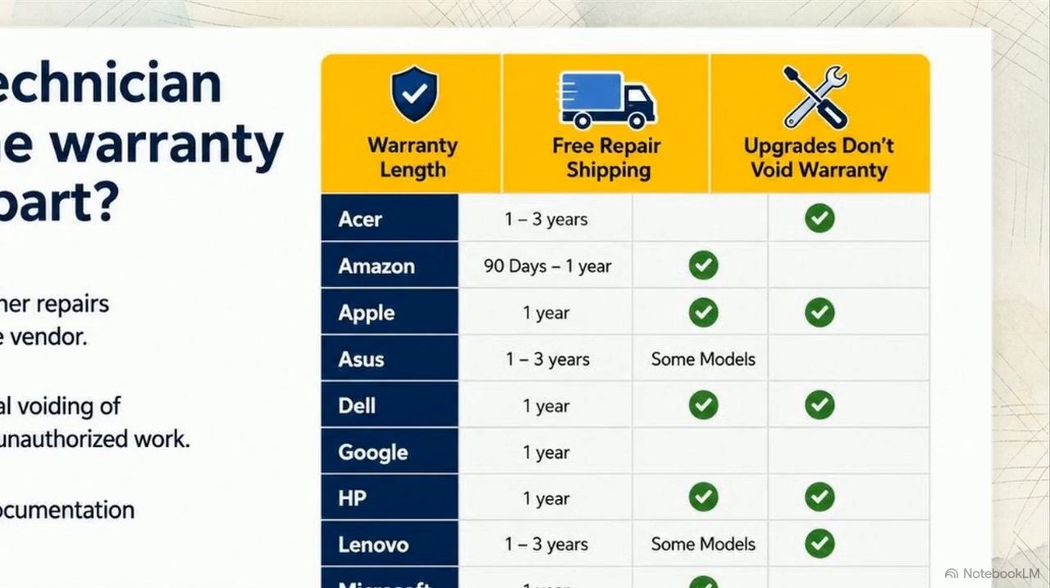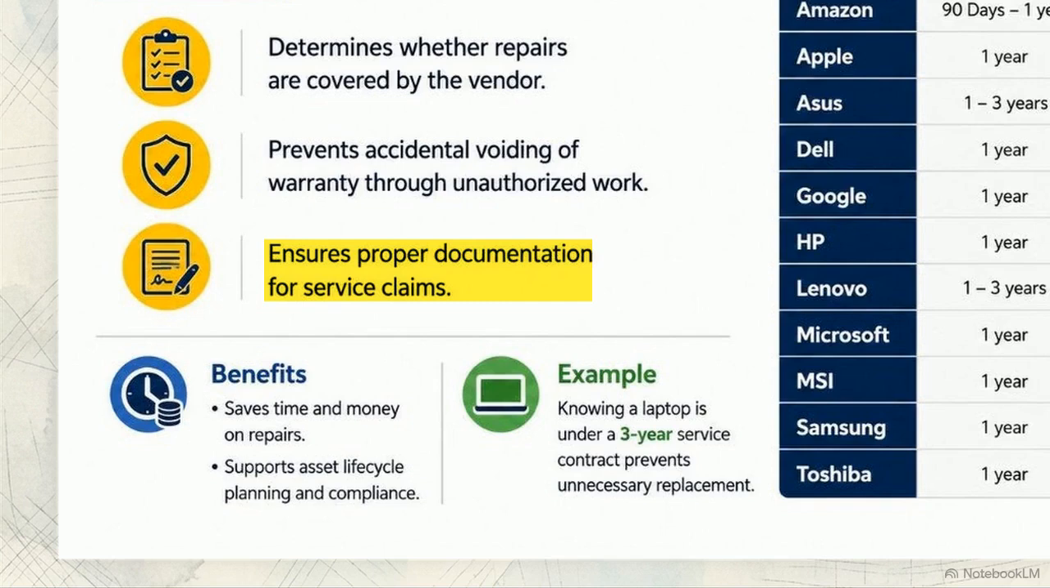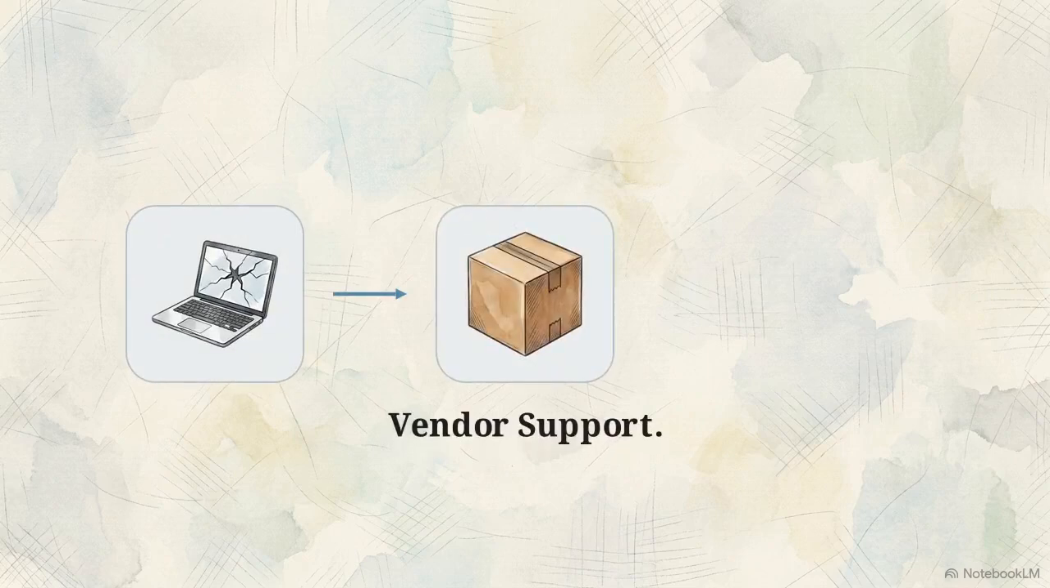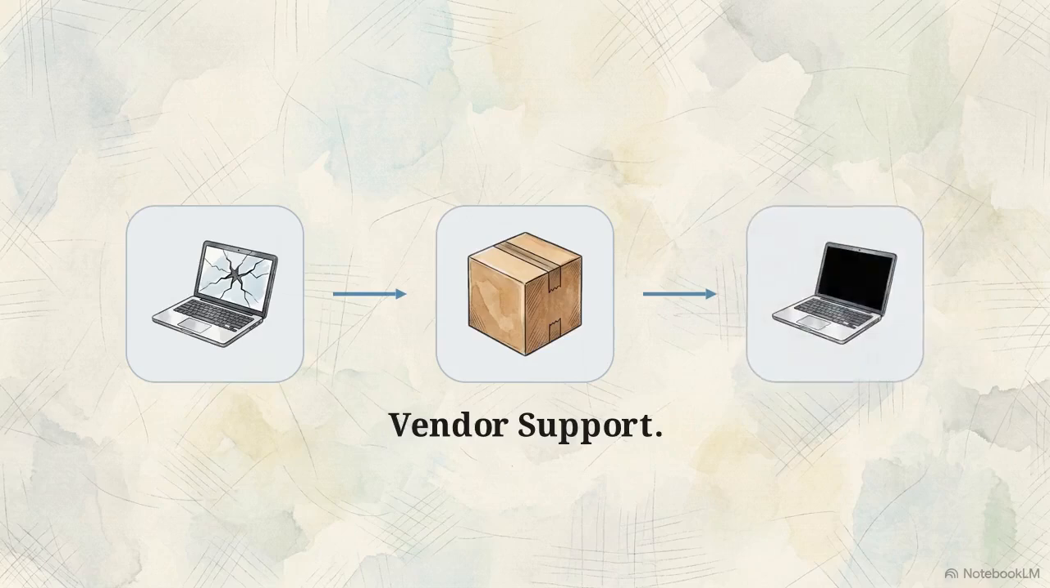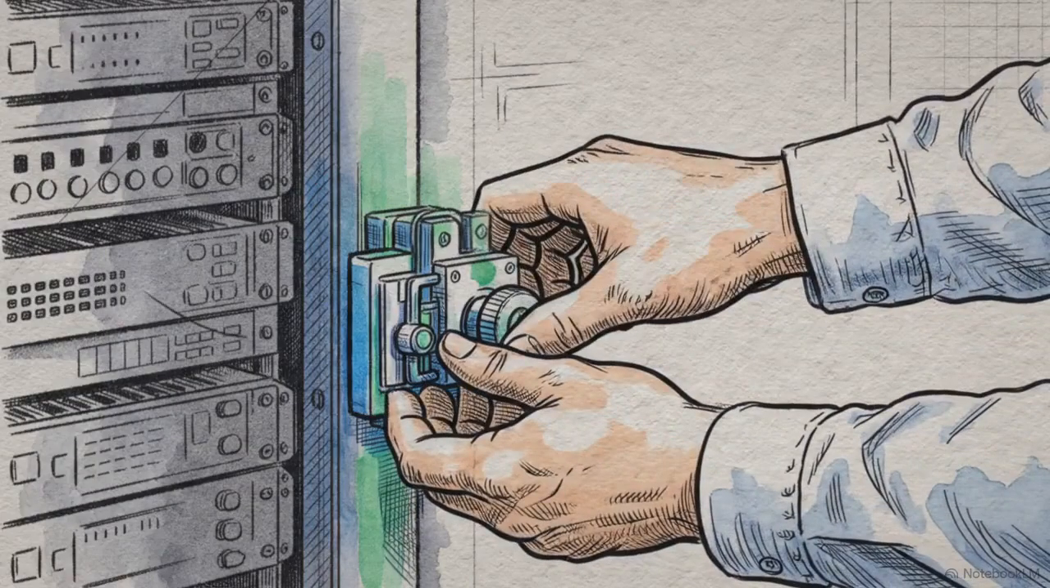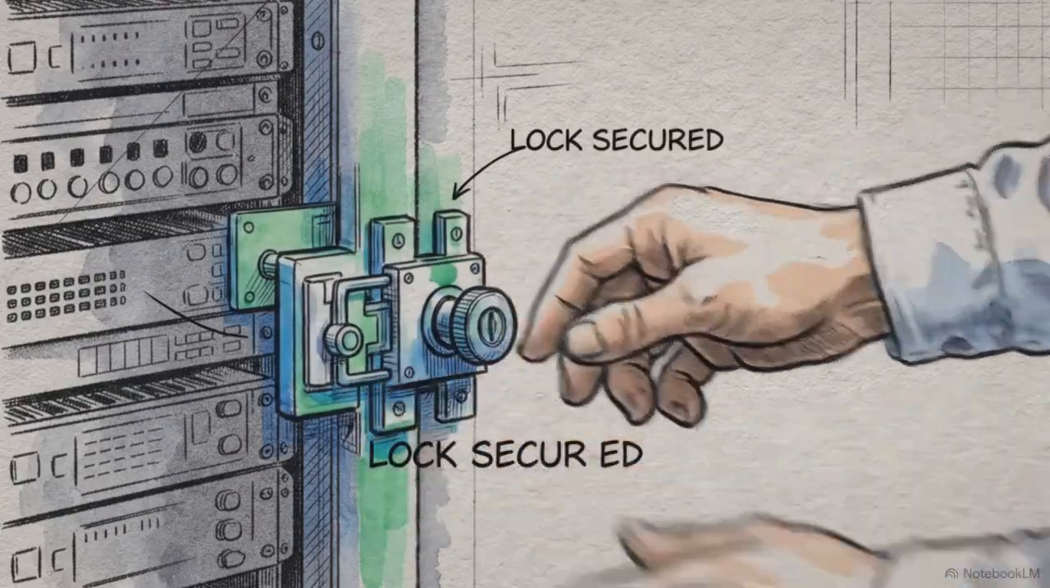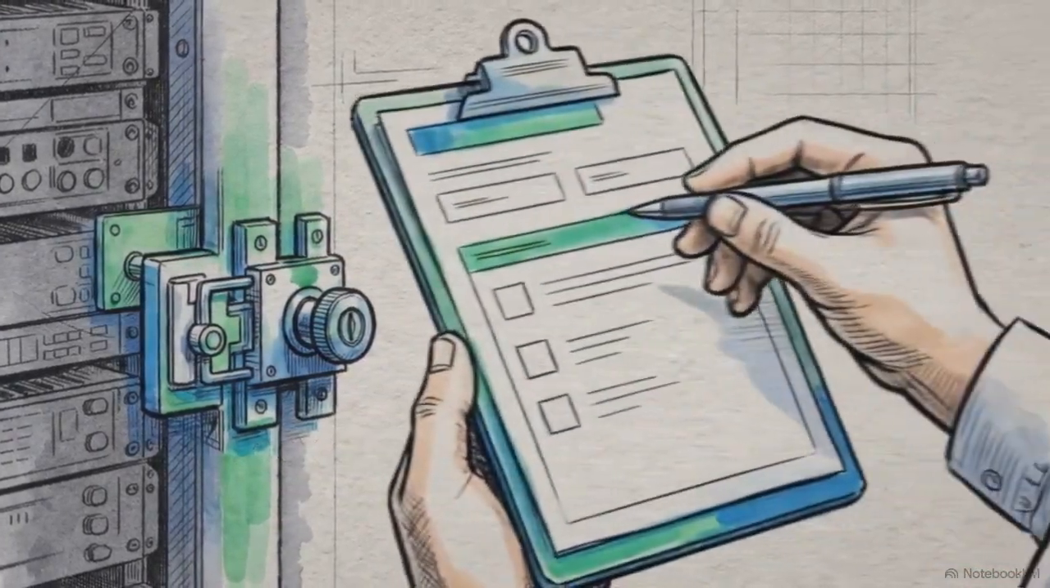Knowing which actions are permitted is critical. Unauthorized physical work or hardware upgrades can accidentally void a warranty, leading to unexpected costs. Maintaining precise documentation during the repair is required to ensure the vendor honors any future service claims. For example, verifying that a laptop is under a 3-year service contract allows the department to utilize vendor support instead of paying for a new replacement. Understanding these legal parameters protects the organization's budget and ensures that daily repair workflows remain fully compliant with strict vendor requirements.